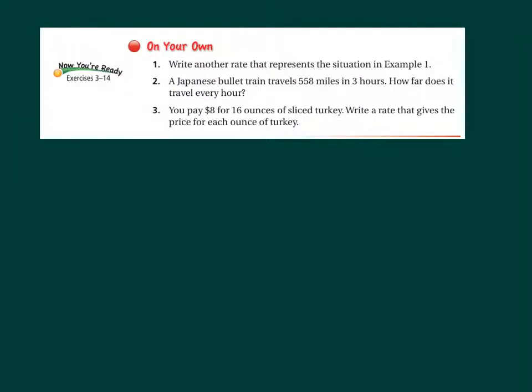So we have 3 examples here. Write another rate that represents the situation in example 1. If you need to go back there, you can. And then 2 and 3 are a brand new example for you. Hopefully you guys paused and tried these already. Remember for number 1, we had a whole list of numbers that would work. Possible answers could have been 150 over 1, 300 over 2, I believe it was 450 over 3, and then the answer the book gave was 600 over 4, so that one wouldn't be a good one. But any of those other ones would work.